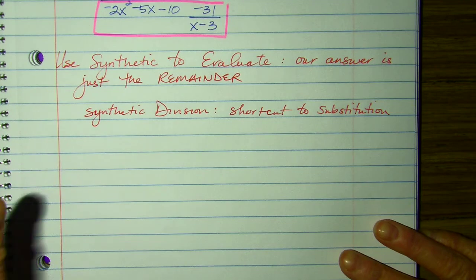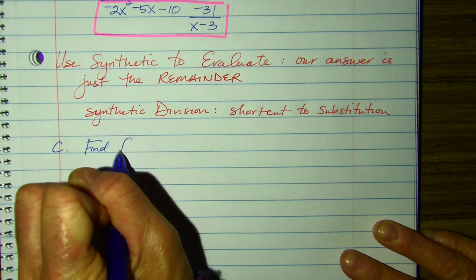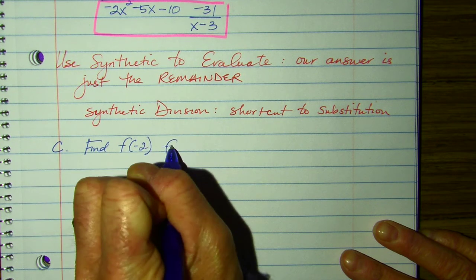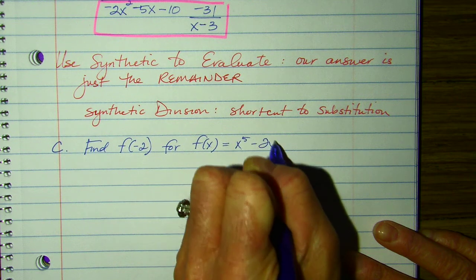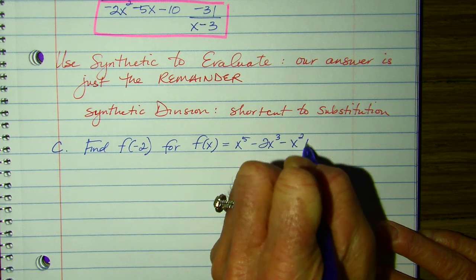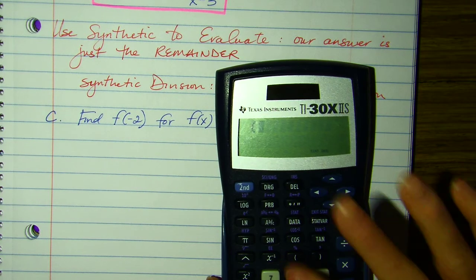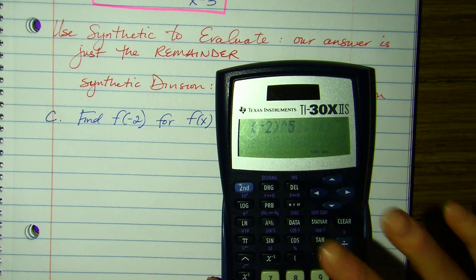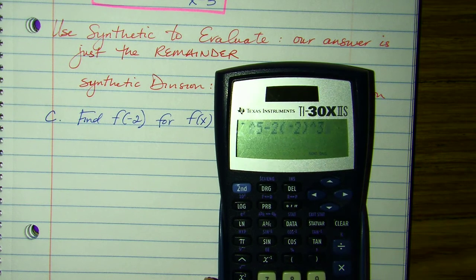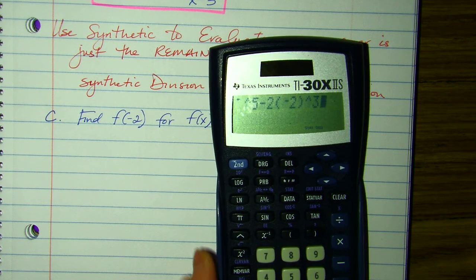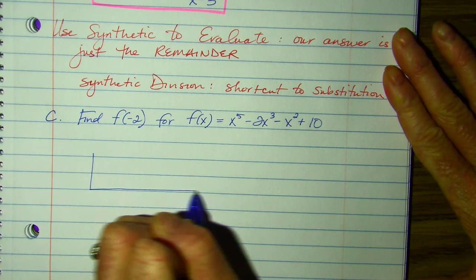So for part C, in your lesson practice, it asks us to find the value of the function of f at -2 for f of x equals x to the 5th minus 2x cubed minus x squared plus 10. Now you could, right, the old method would be to put -2, I'm substituting it in, and then the next term, and keep going, right? I'm plugging -2 where the x is. Or I can use synthetic. So I'm going to set it up.